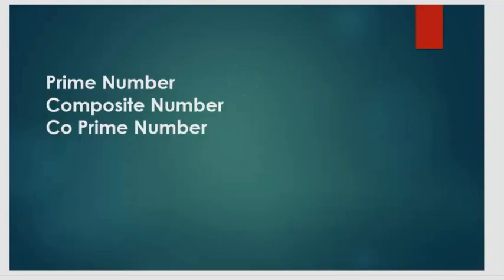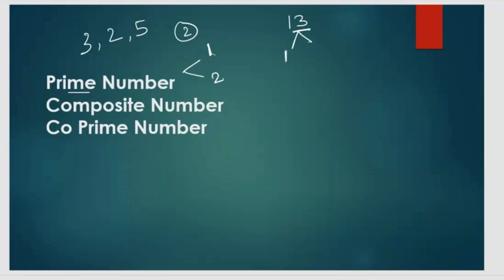Next, more types of numbers we are having, that is prime number, composite number, and co-prime number. Prime numbers are those which do not have any other factor. For example, if I'm talking about 5 or 2 or 3, right? If I'm talking about 2 here, the factors of 2 will be 1 and 2 itself. Whenever there is a number, for example 13, the factors of 13 will be 1 and itself. Those are the prime numbers.